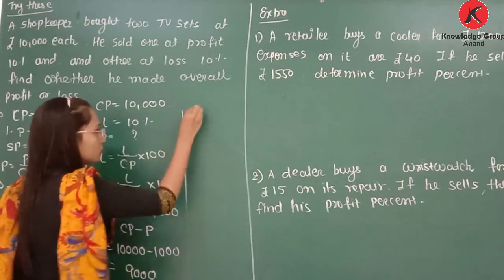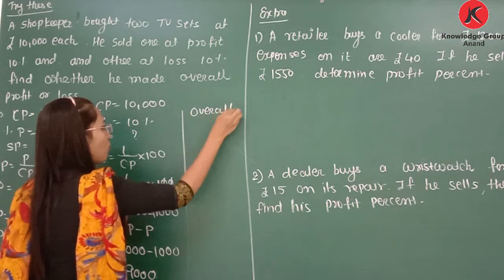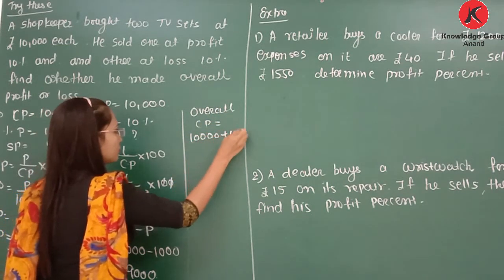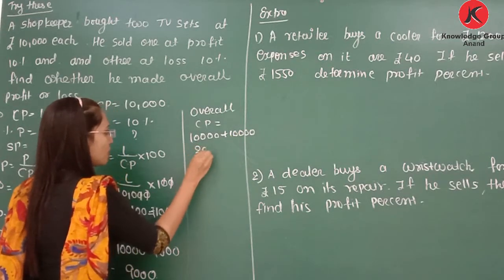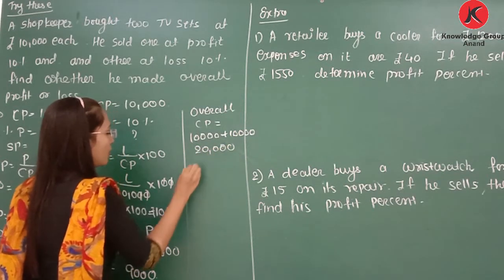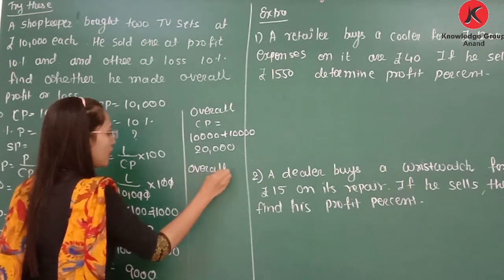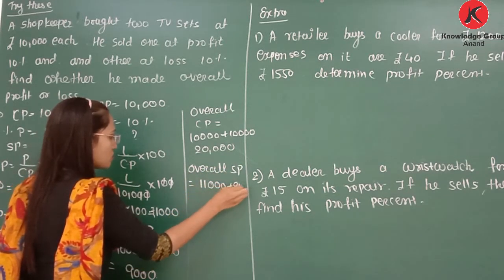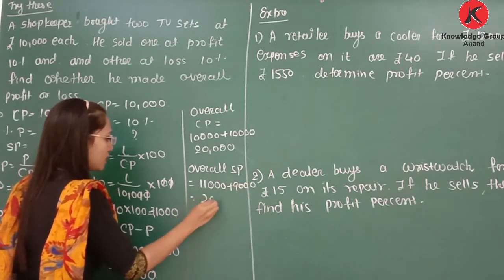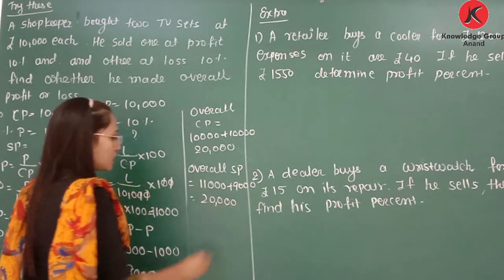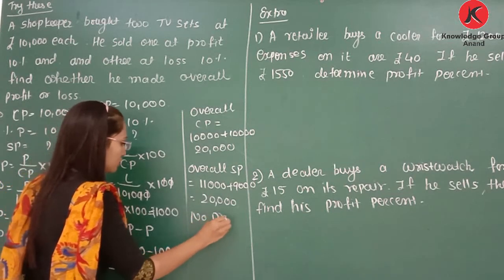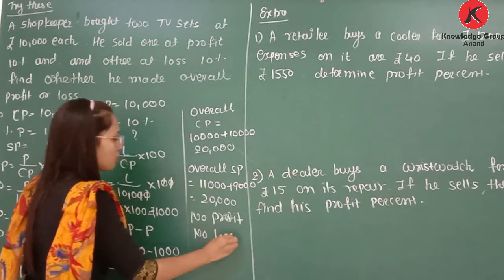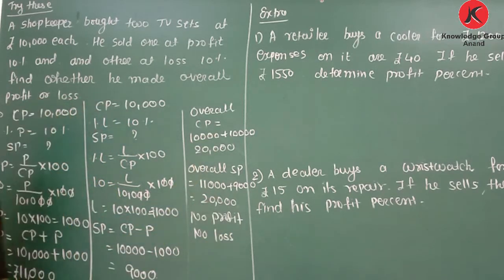So we can find the overall CP. It is 10,000 plus 10,000, so that is 20,000. And overall SP, that is 11,000 plus 9,000, is also 20,000. So we consider it as no profit, no loss, because CP and SP are the same.